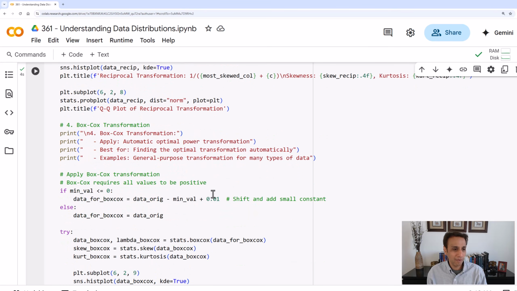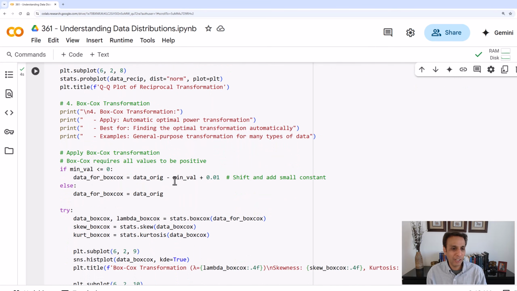And Box-Cox transformation is where we need to define, again, some safety if the minimum value is less than or equal to 0, because that's what Box-Cox is like, right? If lambda is 0, then it is log of x. If not, it's whatever is defined by this, right here.